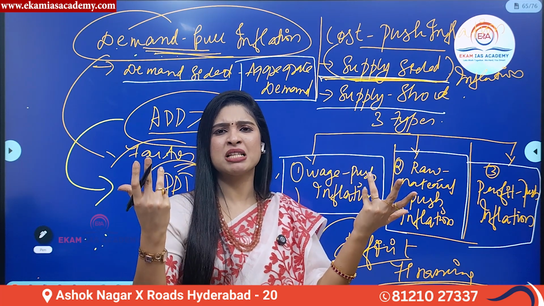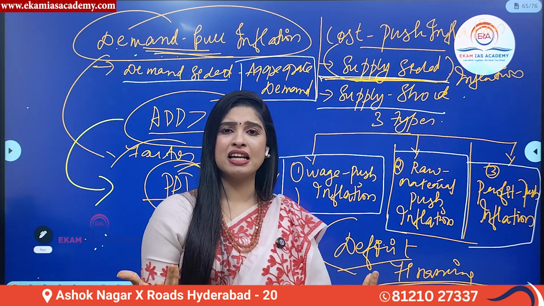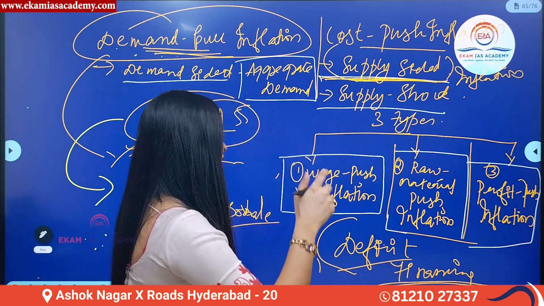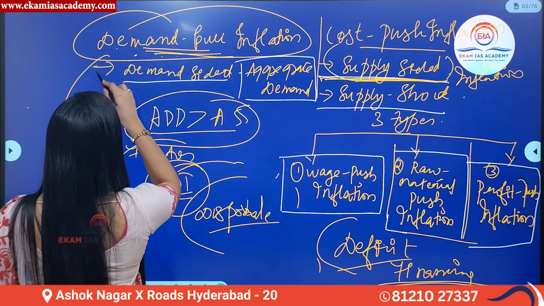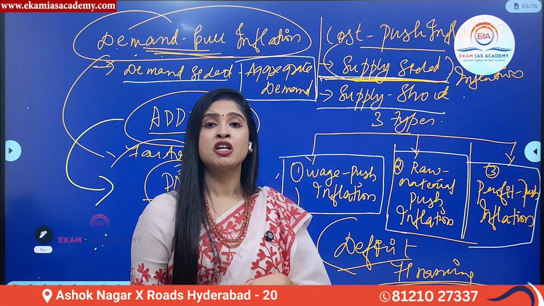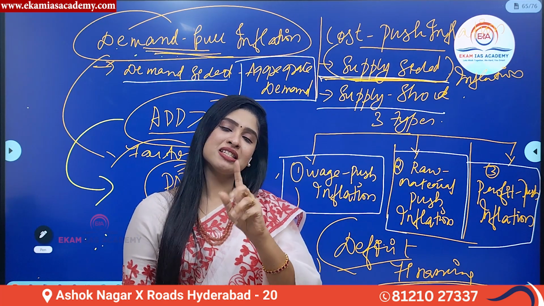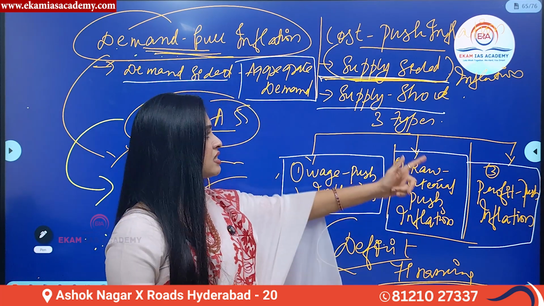Automatically their purchasing power parity increases. Demand increases. Leading to what? Demand pull inflation. You have to connect this disposable income with the demand pull inflation. Is it clear? So this is what you should know with regard to demand pull inflation in simple terms. Having said that, what is the next one?